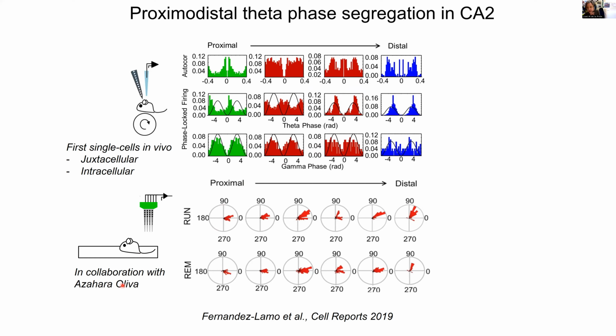And we teamed up with Azahara, who examined her data according to the proximodistal location in freely moving animals, because these data were essentially from anesthetized animals and some from juxtacellular recording in head-fixed animals. But to go further, we asked her to examine her data, and she noted in freely moving rats that this shift in phase and the increase in modulation was present in freely moving animals.